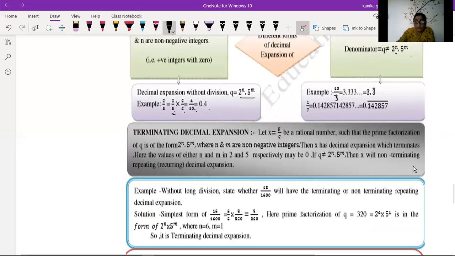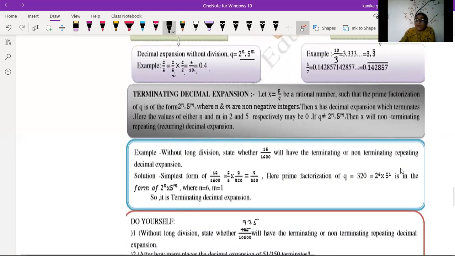Now terminating decimal expansion. Now let x is equal to p over q be a rational number. When we prime factorize it, we get it in the form 2 raised to power n, 5 raised to power m, where n and m are the non-negative integers. So these numbers are called the terminating decimal expansion. Otherwise, it is called non-terminating repeating decimal expansion.